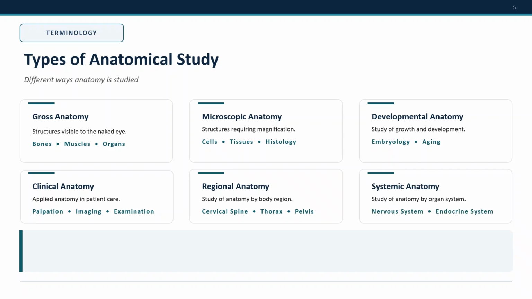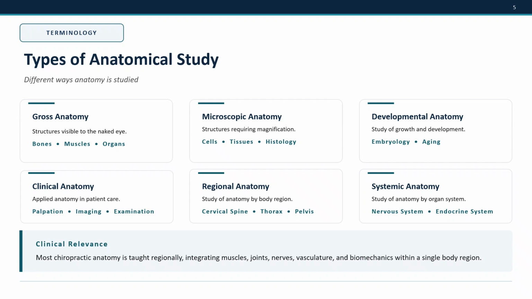Then we have systemic anatomy. This is the study of anatomy by organ system. So you could take your nervous system, your endocrine system, the digestive system, pick any of the 11 that we're going to cover today, and that is systemic anatomy. And as I mentioned, the clinical relevance here is that most chiropractic anatomy is taught regionally. So you'll often break things down by body section and take it from there.